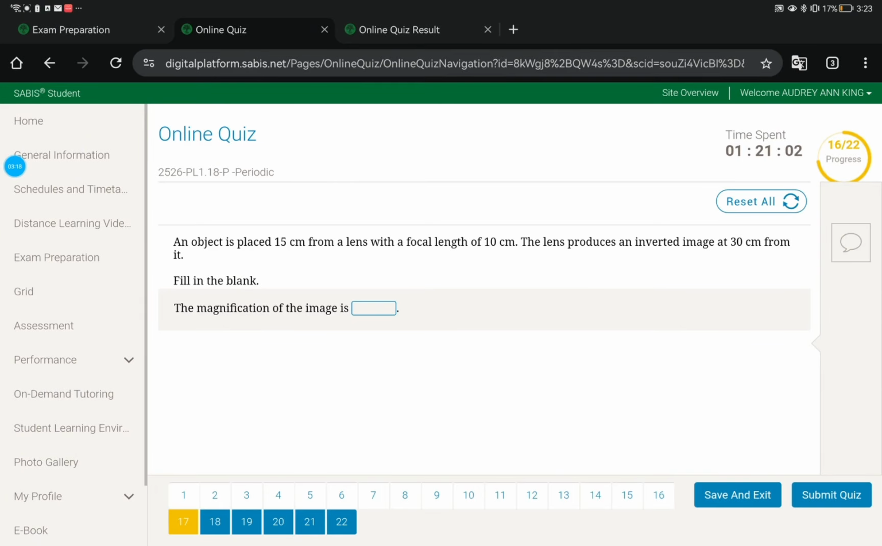An object is placed 15 centimeters from a lens with a focal length of 10 centimeters. The lens produces an inverted image of 30 centimeters from it. The magnification of the image is... Okay, so the formula, which I said before, is magnification equals image distance over object distance. So the object distance is 15 and the image distance is 30. So 30 over 15, which is 2.